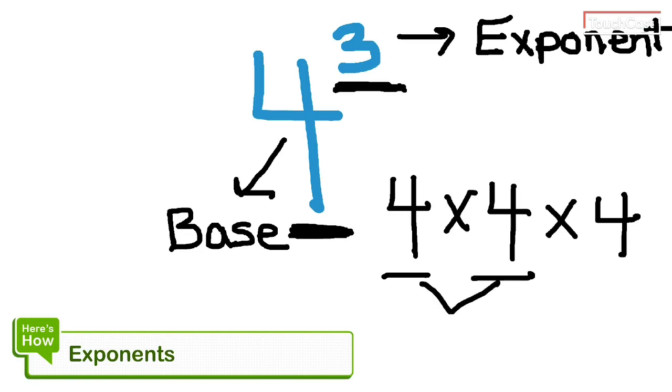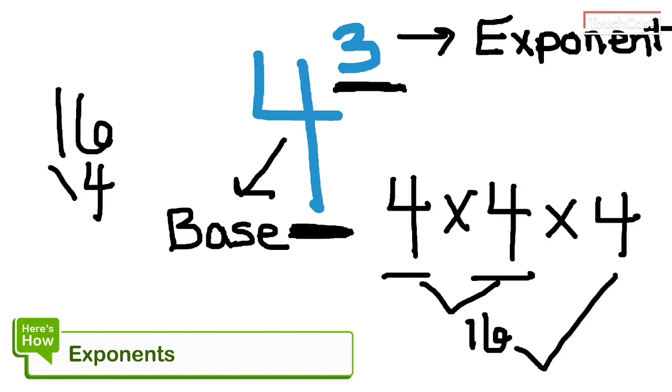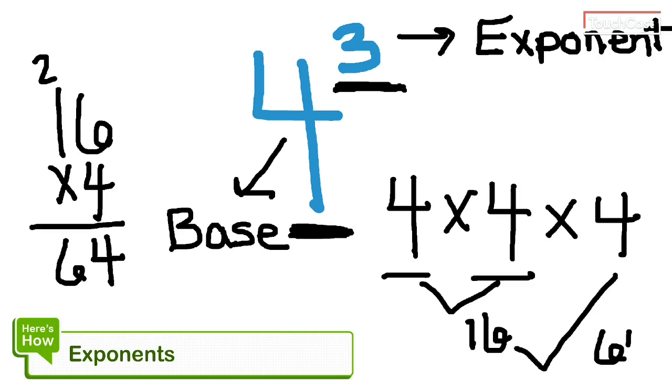So if I need to solve this, I would do 4 times 4 is 16. And then I would do 16 times 4. And if I'm not sure what that is, I could write it out to the side here and do some multiplication. So 4 times 6 is 24. 4 times 1 is 4, plus 2 is 6. So this equals 64.